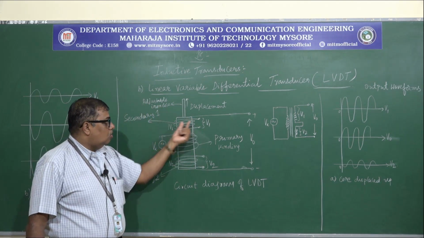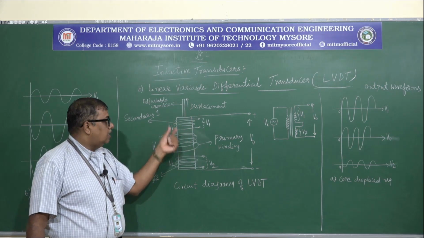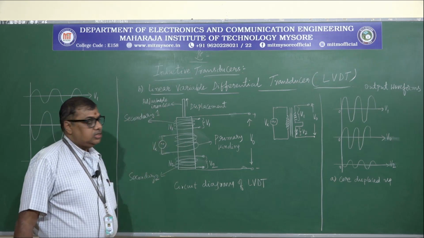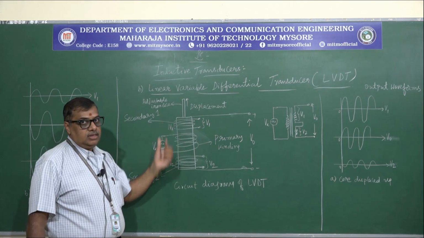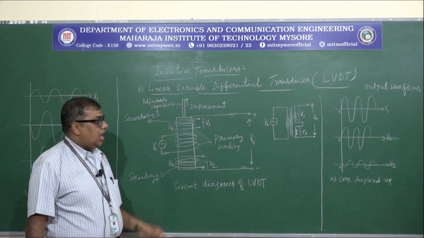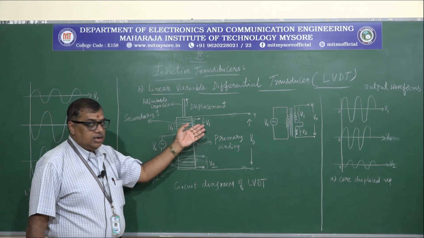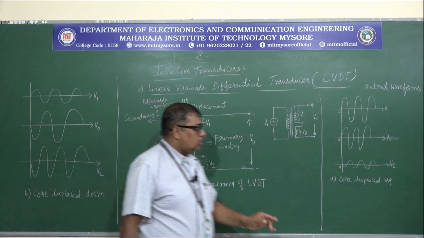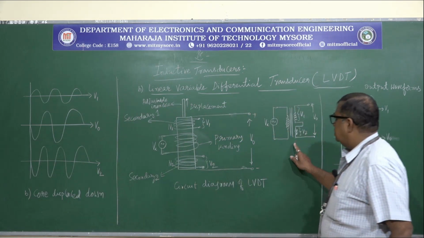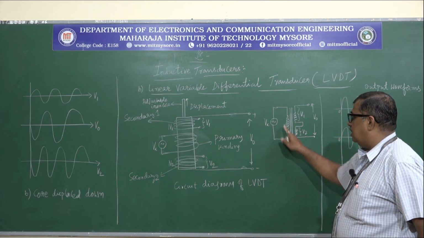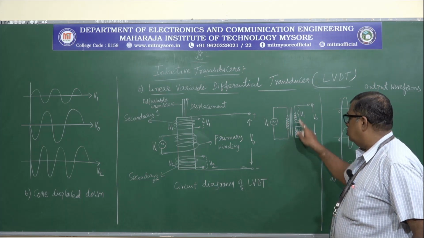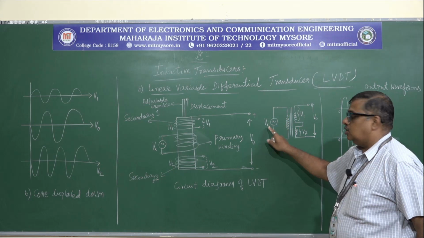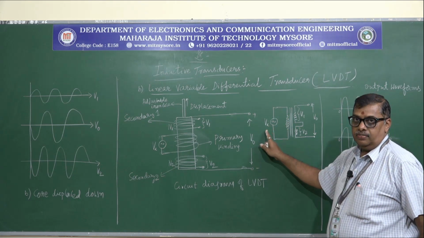It is a hollow metallic part in which a core is moved up and down. Whenever the core is moved, flux is induced and the voltages V1 and V2 can be measured. This is how it looks internally: a single primary winding and two secondary windings, and the primary is connected to a source Vi.